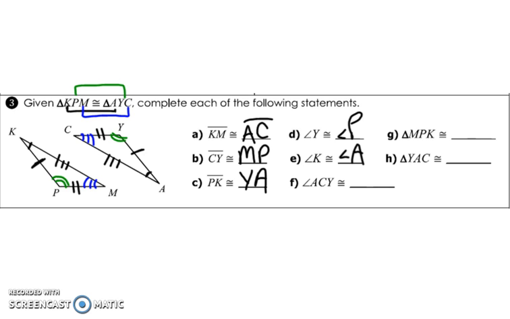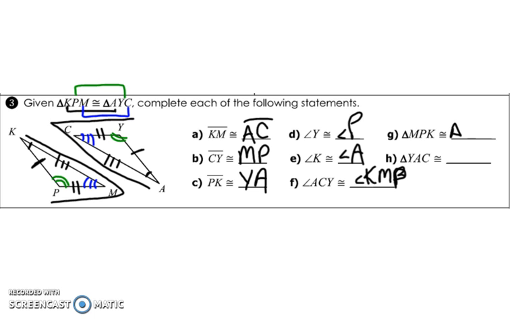Now, if I look, angle ACY, so if I go from A to C to Y, I'm going from the black to the blue to the green. So if I go on this side, from the black to the blue to the green, this is congruent to angle KMP. If we look at triangle MPK, again, we're just writing a different congruency statement. This is congruent to triangle CYA. And triangle YAC is congruent to triangle PKM.